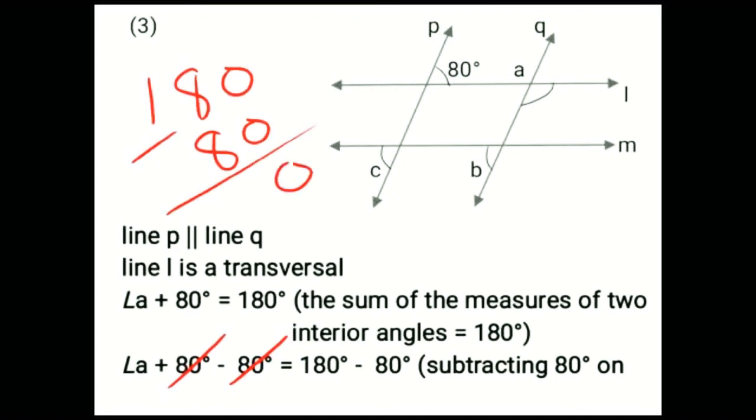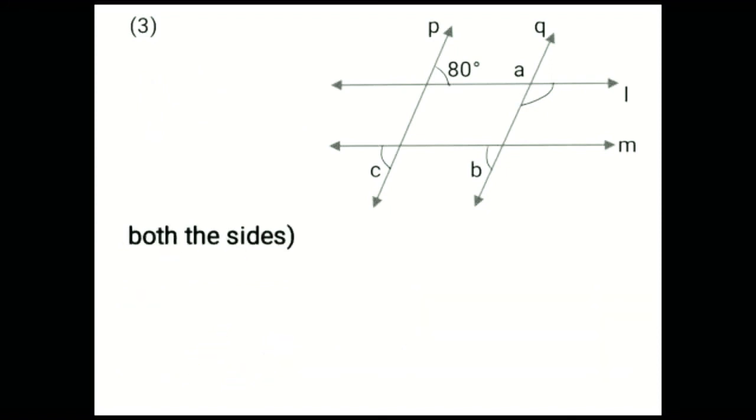Zero minus 0 is 0. 8 minus 8 is 0. Now this you have to take here 0. 1 minus 0 is 1. I am getting answer 100 degree. Okay. Therefore angle A is equal to 100 degree.